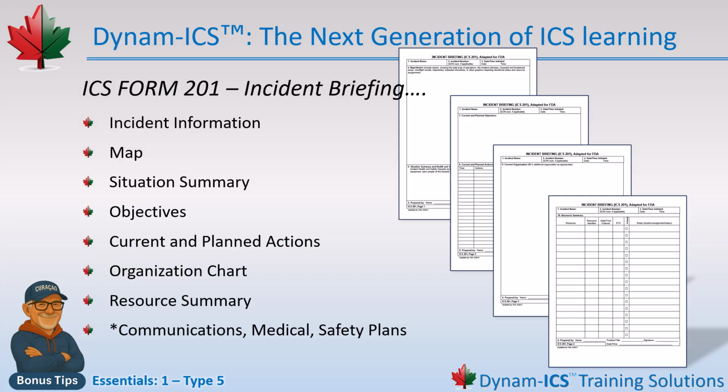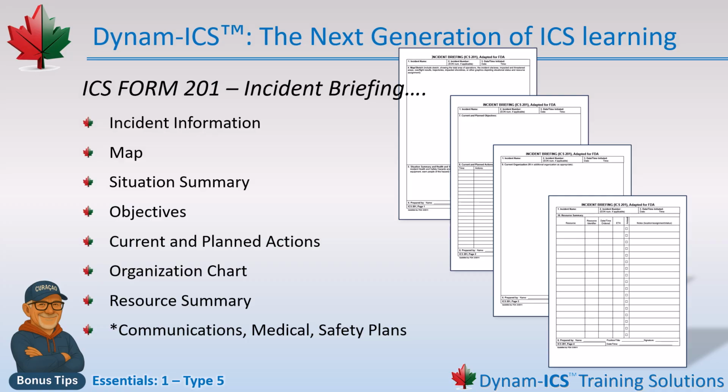It includes the basics: incident information, maps, situation summary, objectives, current and planned actions, organization chart, and a resource summary. It's the snapshot of what's happening right now. The beauty of the 201 is that it's flexible. You can update it as often as needed, depending on how the incident evolves. And if you don't have a 201 handy, use a napkin, a notepad, or even a pizza box lid. Just make sure it's documented.